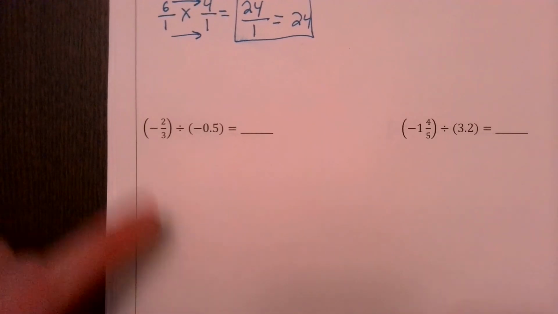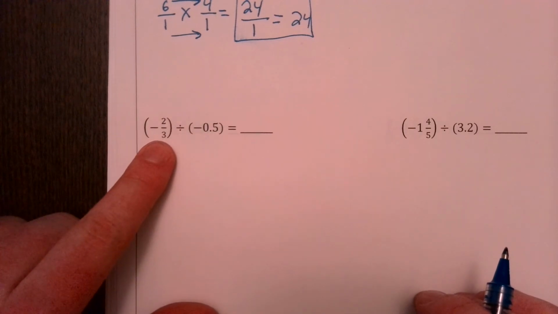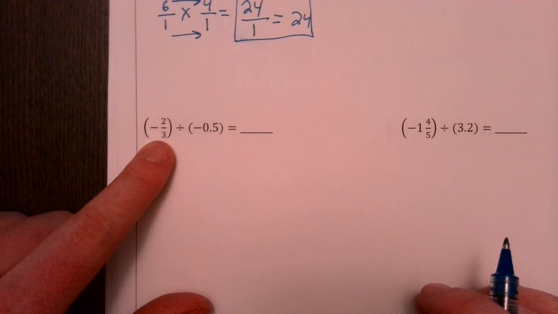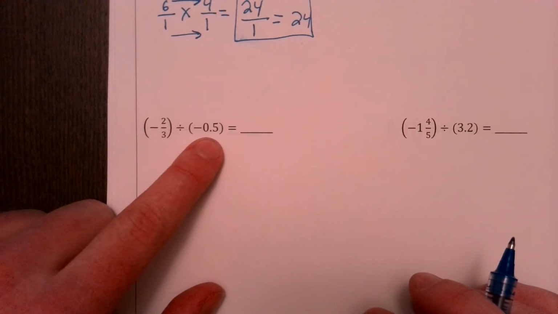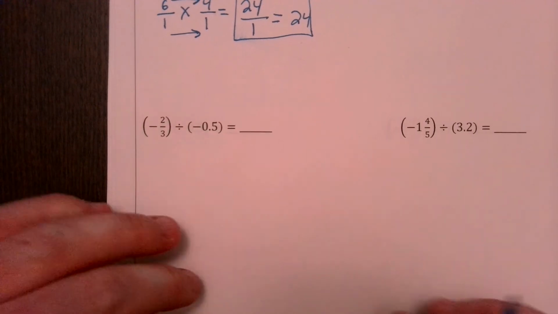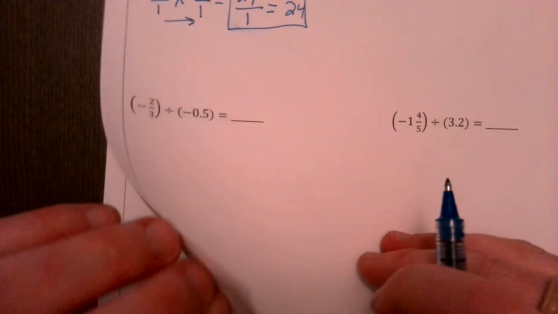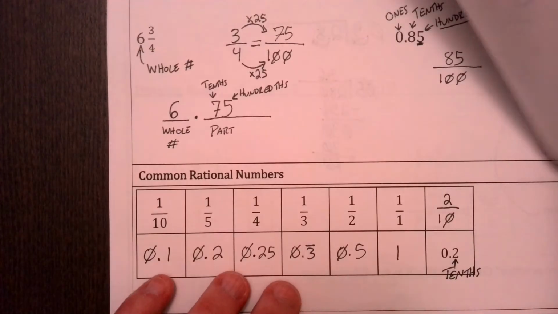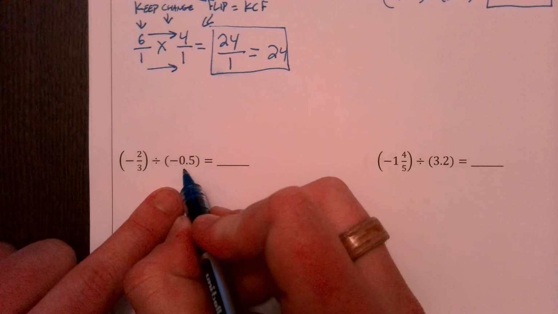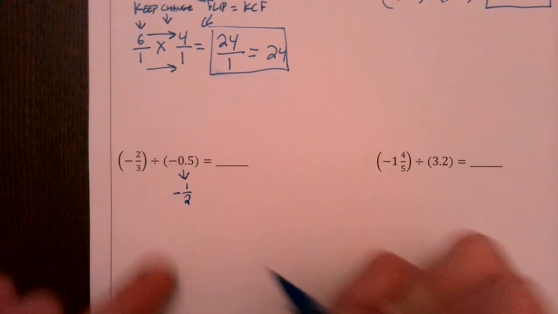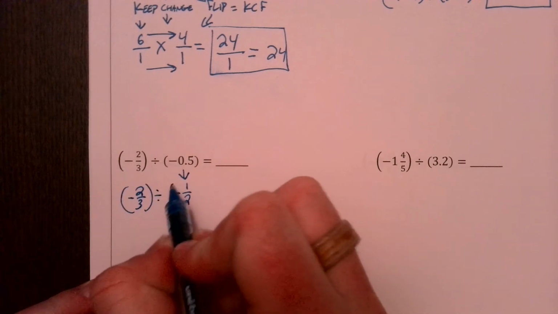All right, next we have negative 2/3 divided by negative 0.5. 2/3, thirds are a difficult number to turn into a decimal because they repeat forever. So I'm going to turn negative 0.5 into a fraction instead. If you remember, this is the tenths place, and this is also one of our cheat code common fractions. 0.5 is the same as 1/2. So this, we can say, is negative 1/2. So now I have negative 2/3 divided by negative 1/2.